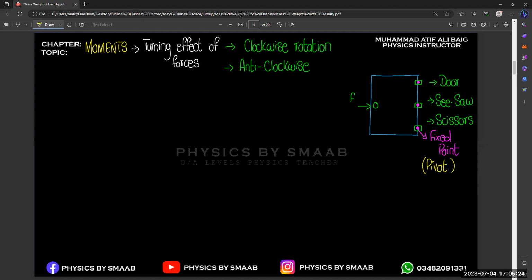Pivot is a very important concept in this moment, because first we need to know about the pivot point. Take the example of your elbow. The elbow is your pivot point, and you can turn your hand around that fixed point. Just like the elbow, there is a pivot or a fixed point in every object when we are talking about moments or turning effect, right?